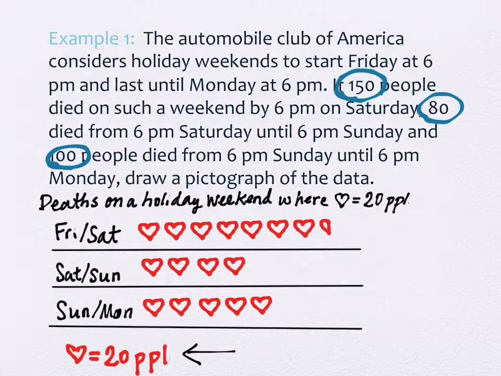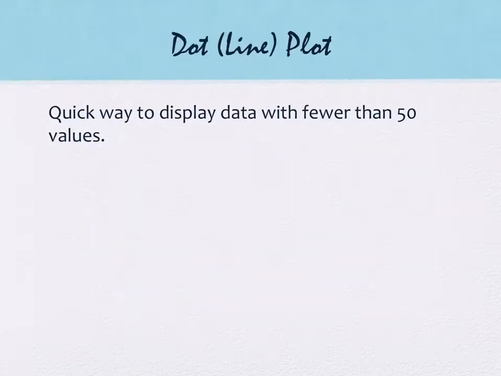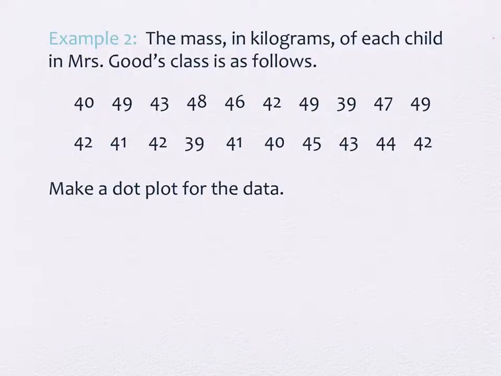Okay. Next type of presentation or type of graph then is called a dot or a line plot. This is a really quick way to display data with fewer than 50 values. And we're going to do an example of weights for children.